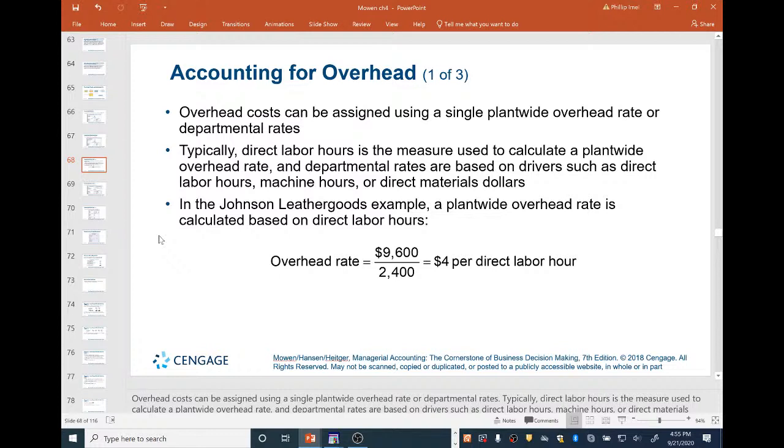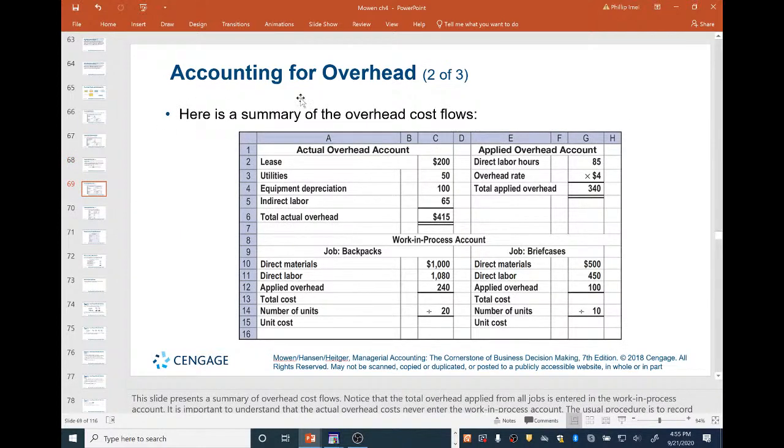So in the Johnson's Leather Goods example, a plant-wide overhead rate is calculated based on direct labor hours. So let's just assume in this case this is going to be our overhead rate of $4 per direct labor hour. Okay. So with that assumption, let's continue on with our little cost flows.